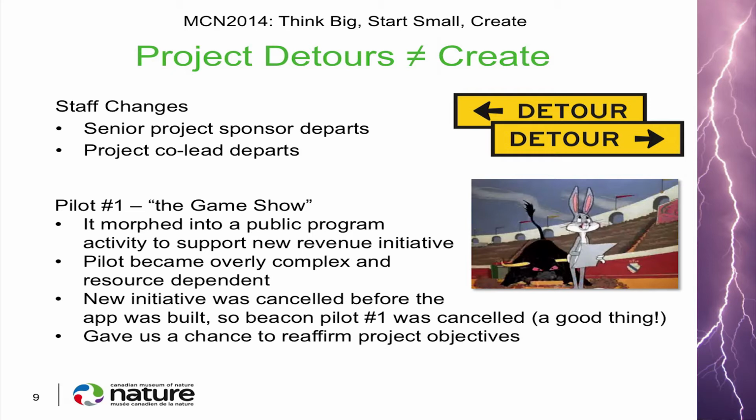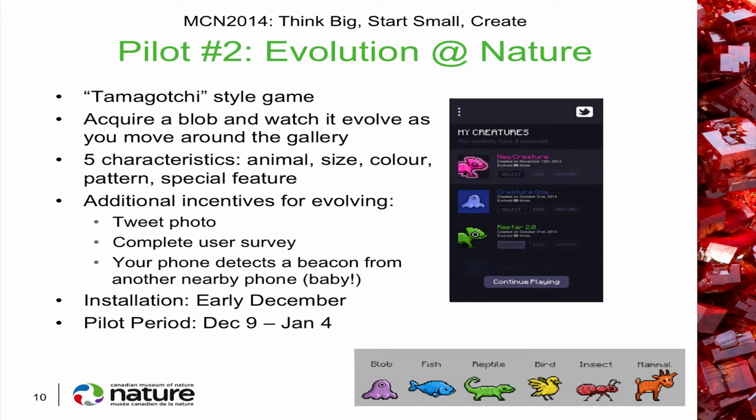But it did give us a chance to think about the original objectives of the project. And so I'm happy to report that we're now well on our way to pilot number 2, called The Evolution at Nature. This app is a small Tamagotchi-style app where the user will acquire a blob as they enter the gallery space. As they move around the gallery, there will be an opportunity to evolve through 5 different kinds of characteristics: size, color, pattern, special feature.